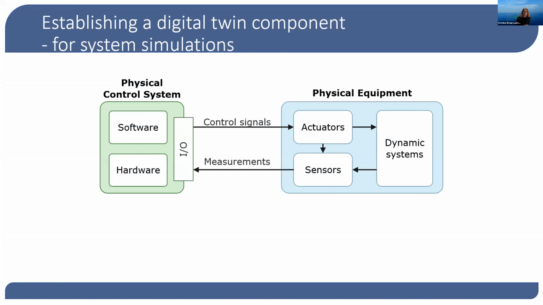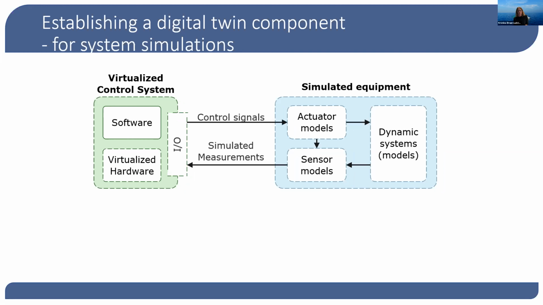So to explain a little bit more what we mean about this digital twin component for system simulations, here's a sketch of a component or a system including the physical equipment on the right and the control system on the left, and as it works and interacts in real life during operation. In a virtual representation of the system, all hardware is represented by models, taking it one step further than, for instance, traditional HIL testing, where you also keep some of the hardware in the loop.